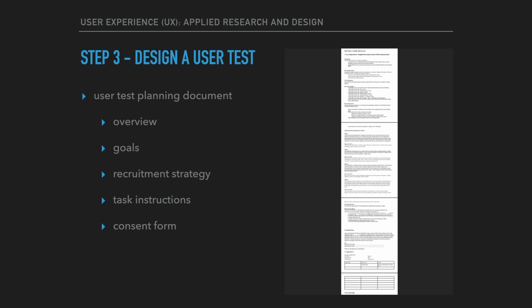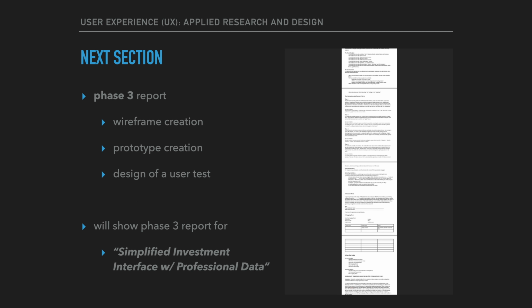As part of Step 3, we are designing a user test. After the wireframes and paper prototypes have been created, you can design the user test. The user test planning document typically contains at least 5 items: an overview of the test, a description of the goals, a description of the recruitment strategy, the specific task instructions for the users, and a consent form signed by the users. The next section will demonstrate the wireframe creation, prototype creation, and design of a user test process.